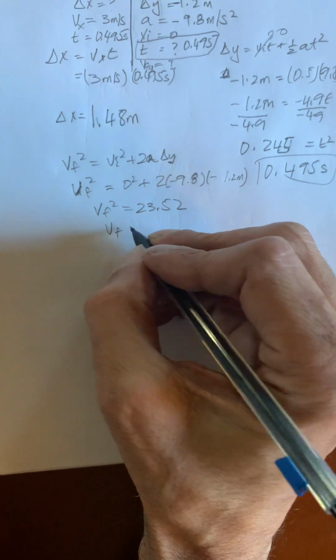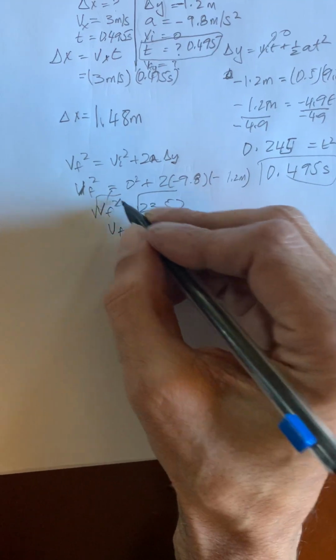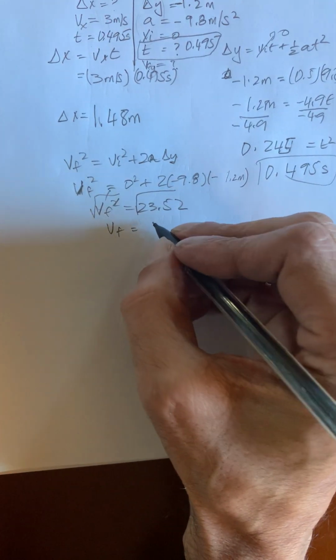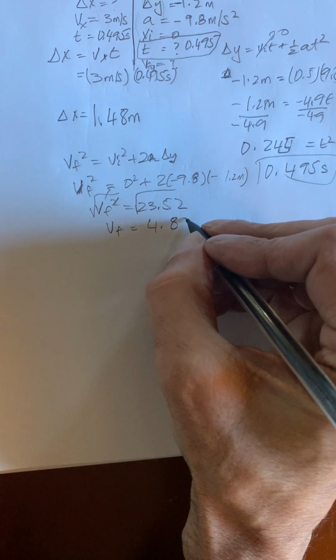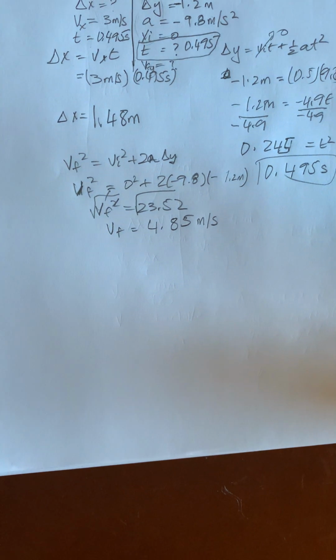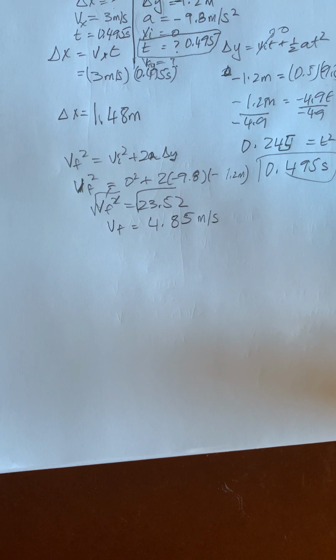VF equals the square root of this. Put the square root on both sides because I want to get rid of VF squared. I'm not looking for VF squared, right? I'm looking for VF. And that gives me 4.85 meters per second. Now that is not my final speed. That's my speed in the Y direction.